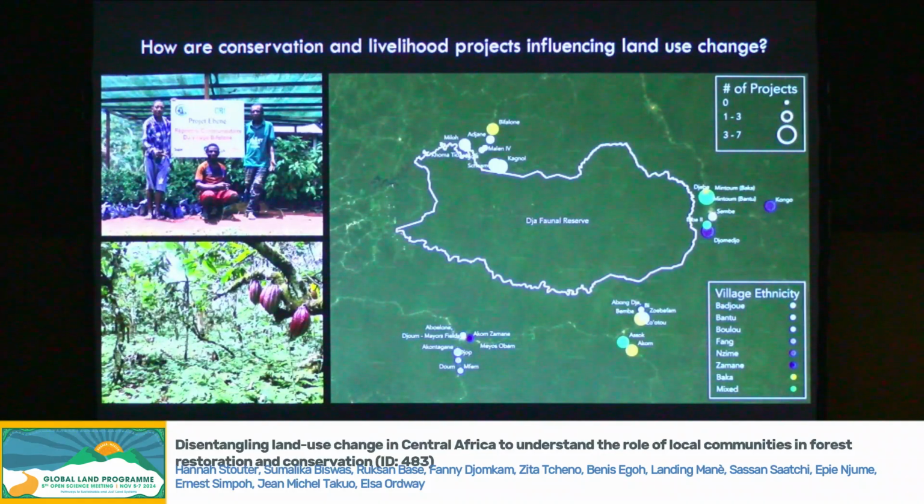And so that's what we're trying to untangle here by comparing villages that have fewer projects with those that have more, to try to get a sense of what the differences in land use change might be and what role these projects might play in that in this region.